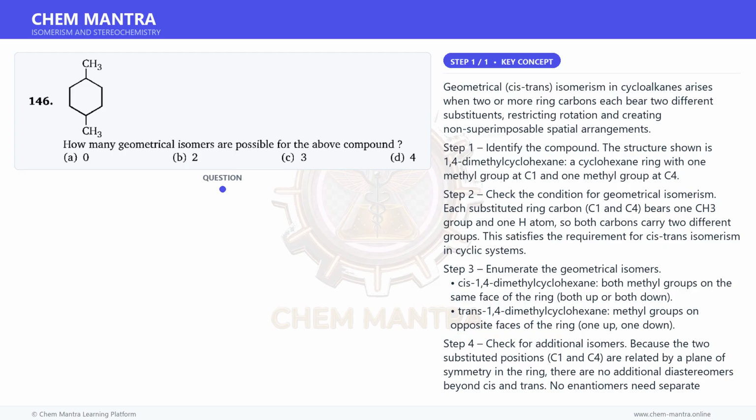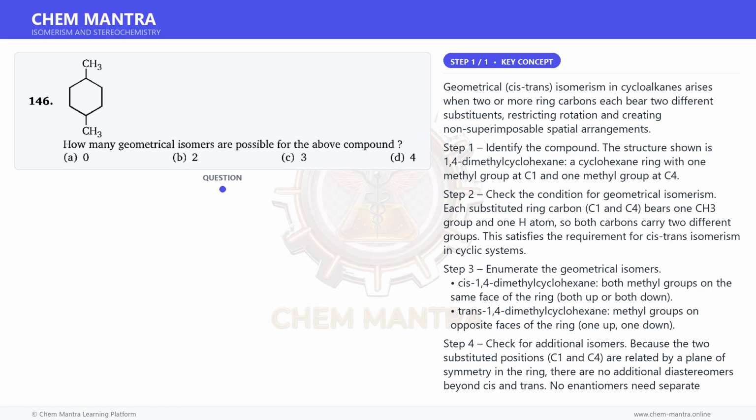Geometrical, cis-trans, isomerism in cycloalkanes arises when two or more ring carbons each bear two different substituents, restricting rotation and creating non-superimposable spatial arrangements.